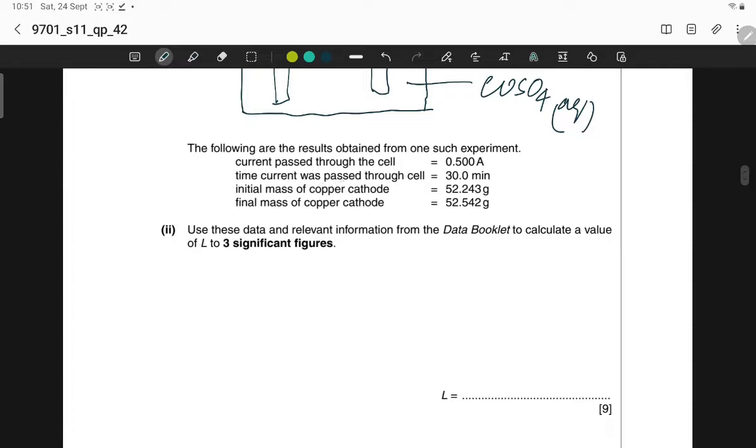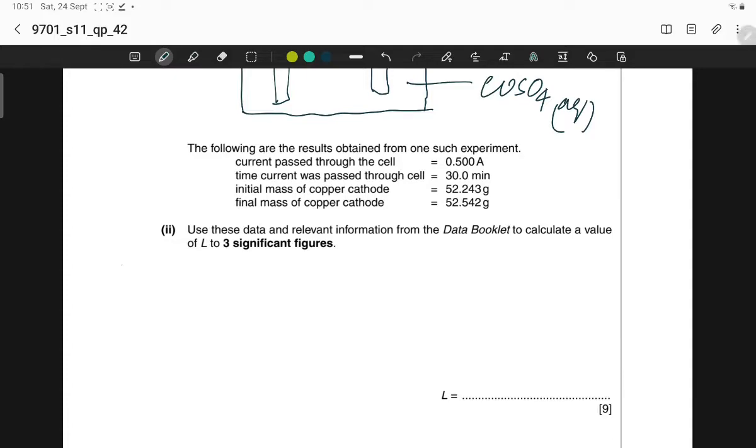The following are the results obtained from one such experiment. Current passing through is 0.500 ampere. Time the current was passed through the cell is 30 minutes. Initial mass of copper cathode is 52.243 gram, and final mass of copper cathode is this.